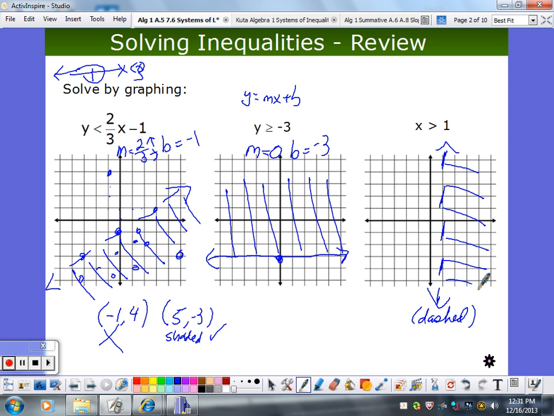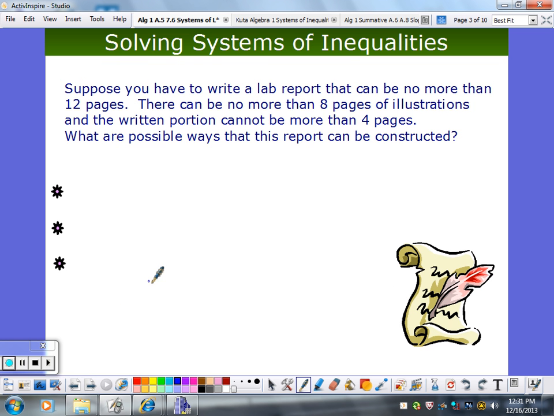The top is kind of hard to say because I've got this vertical line. So left or right? Here's 1, this one's 2, that one's 3. Where are the x's bigger than 1? This way. Okay. So knowing these two things is going to become pretty important because we're going to be looking at systems of inequalities. And to do that, we're going to look at a word problem.